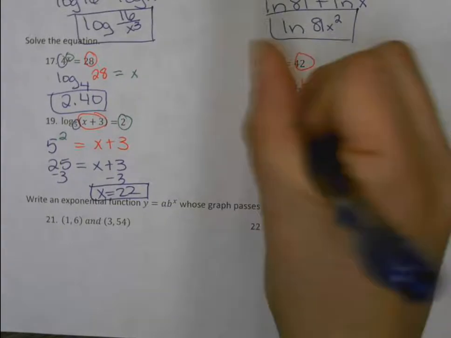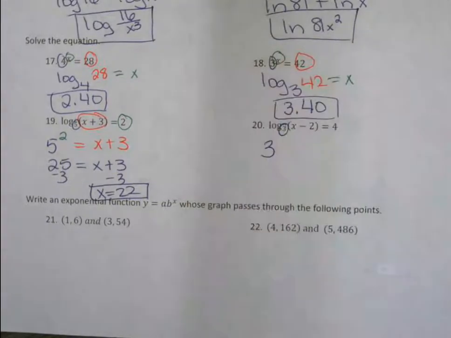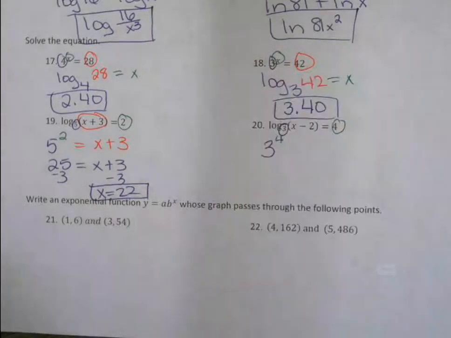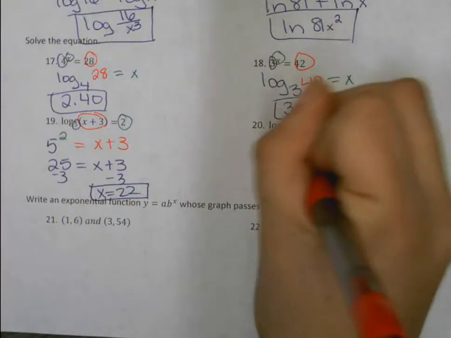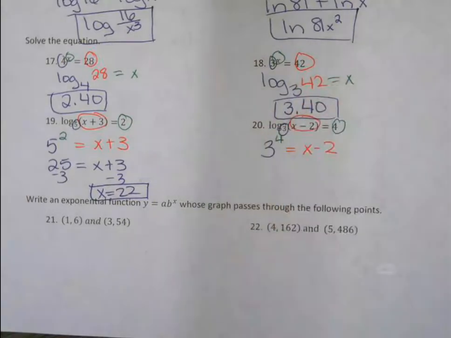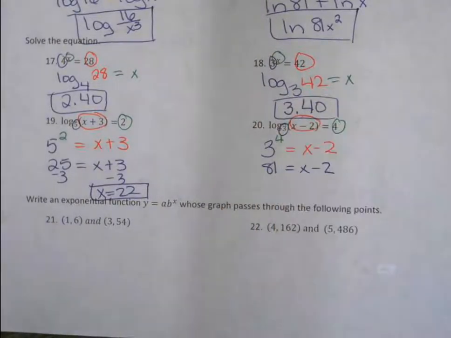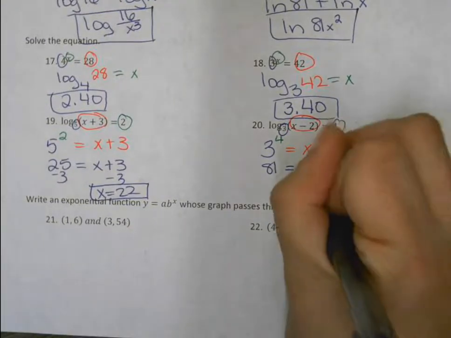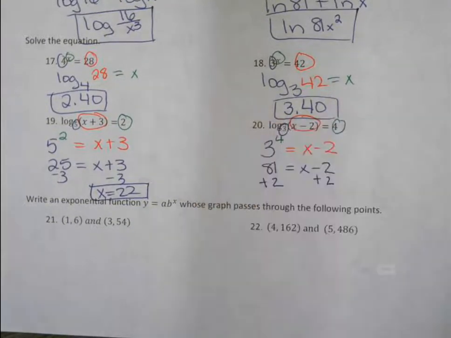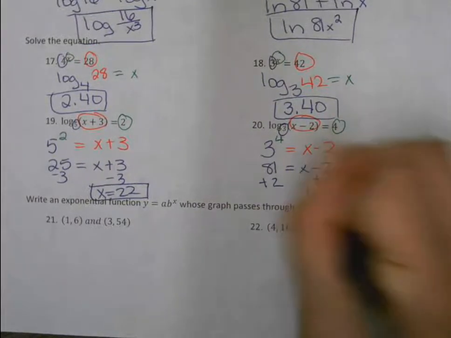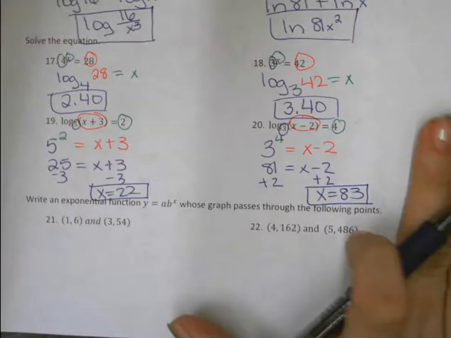Okay. So 20 works the same way. 3 is going to be my base. 4 is going to be my exponent. And then x minus 2 is what it equals. 3 to the 4th power is 81. And then I want to do what? Add 2. 81 plus 2 is 83. Questions on 19 or 20?